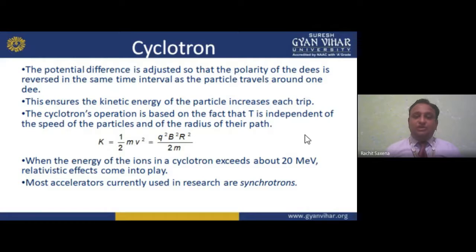Now, when the energy of ions in a cyclotron exceeds about 20 MeV, relativistic effects come into play. Mega electron volt, we have 20 mega electron volt. So relativistic effects come into play if it exceeds this limit, the threshold of 20 MeV.